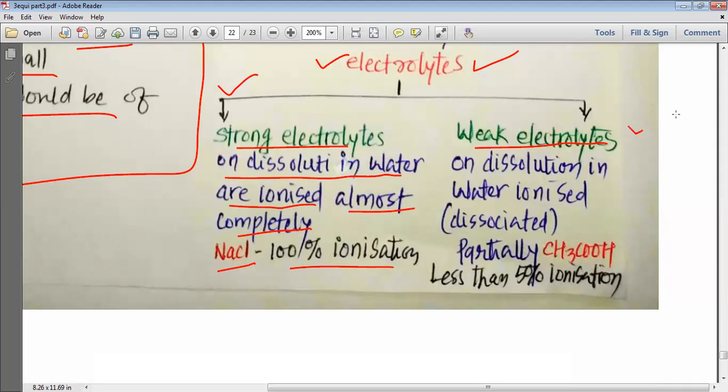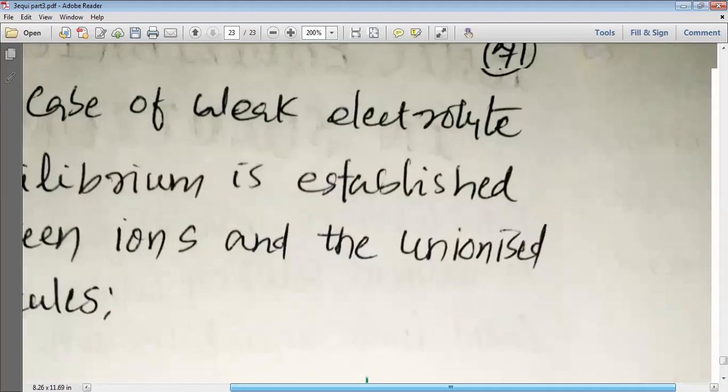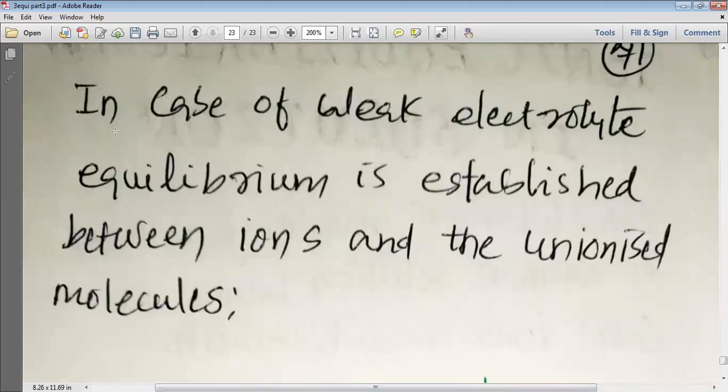In the same way, my dear students, when weak electrolytes are added to water, they ionize or dissociate partially. They do not dissociate or ionize completely, but only in a very small percentage. For example, if you take CH3COOH, acetic acid, when it is added to water, it ionizes less than 5%. So, my dear students, this is how we understand electrolytes and non-electrolytes. Let us study more about them.